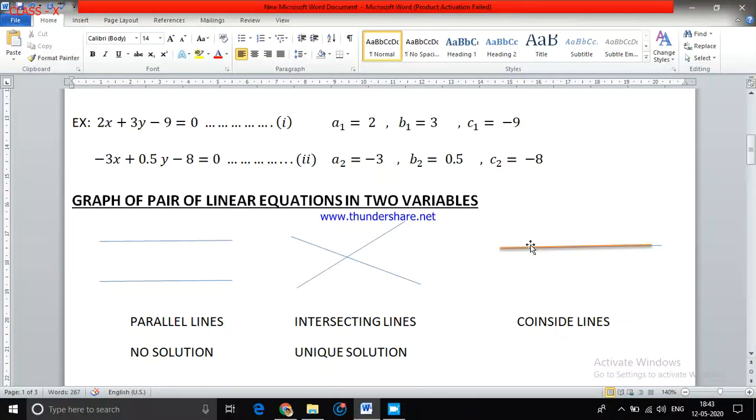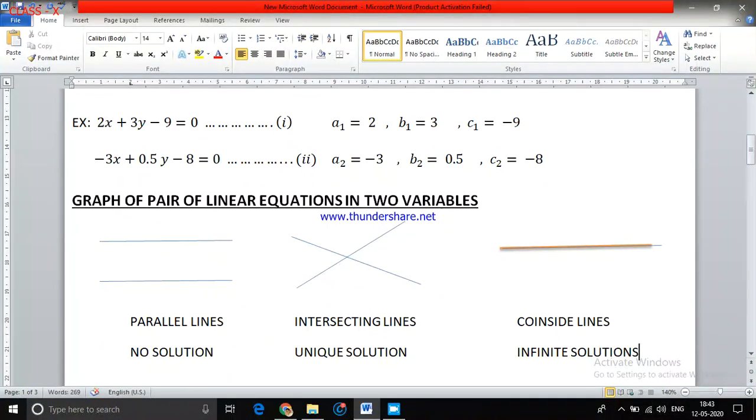What do you say here? Every point satisfies both the equations. So how many such points do you have on a line? There are infinite points on a line. That's what we studied in class 9: in a linear equation in two variables, there are infinite solutions for every linear equation. So here infinite points will satisfy both the equations. So that's why when the lines are coincident lines, we have infinite solutions.